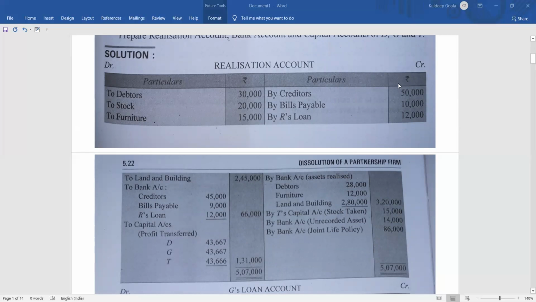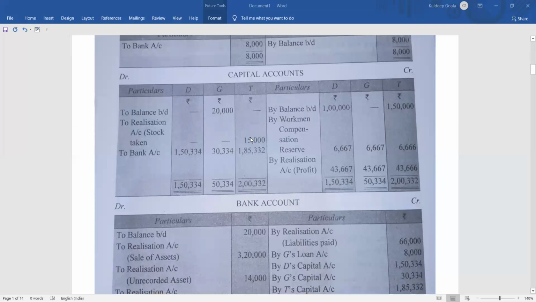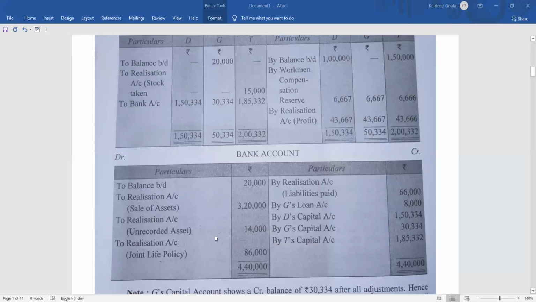We'll go in the credit side. In the credit side we have got by bank. That means the journal entry was: bank account debit to realization. So in the bank debit side, write to realization account, asset sold 3,20,000. And the unrecorded asset was separate, again by bank, that is 14,000. The journal entry was: bank account debit 14,000 to realization account 14,000. So it will come in the bank debit side, to realization account 14,000 unrecorded asset.